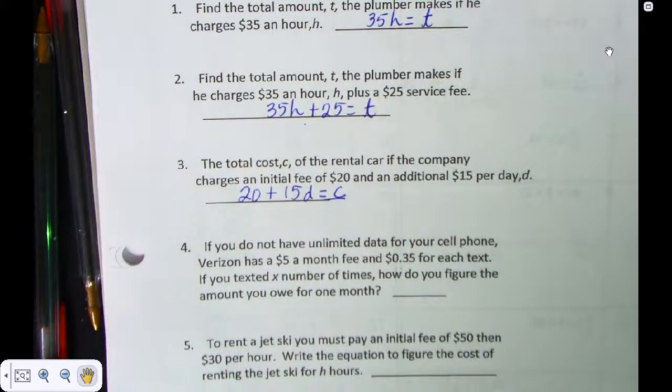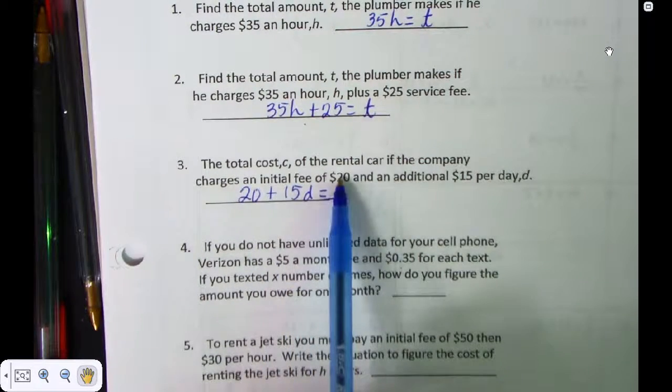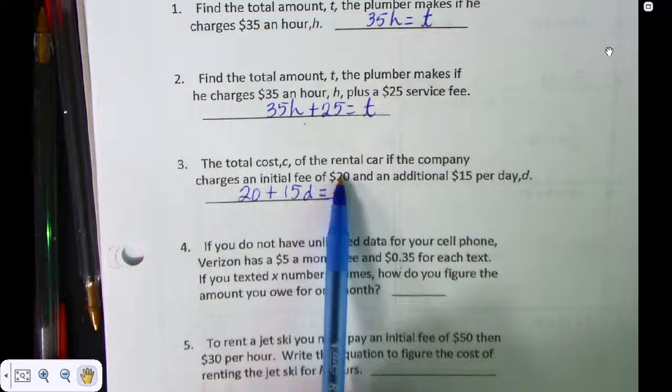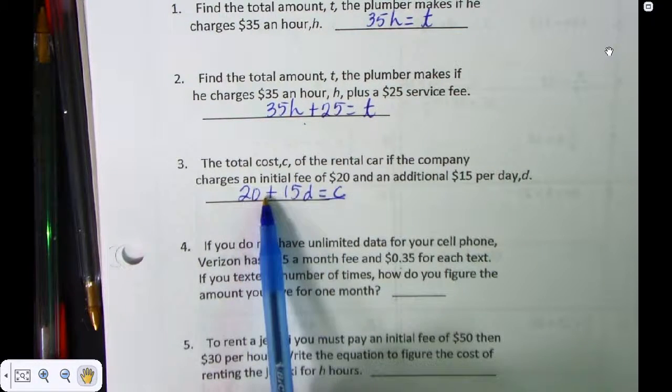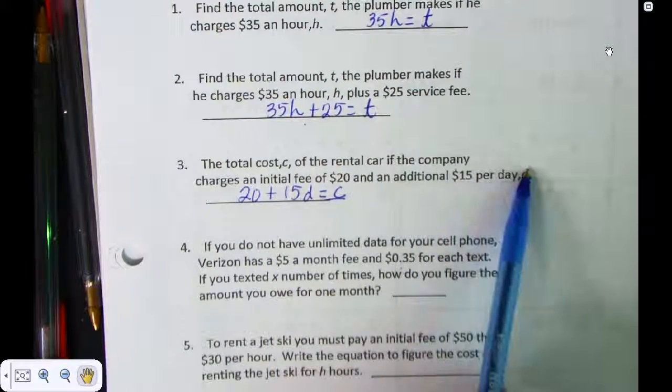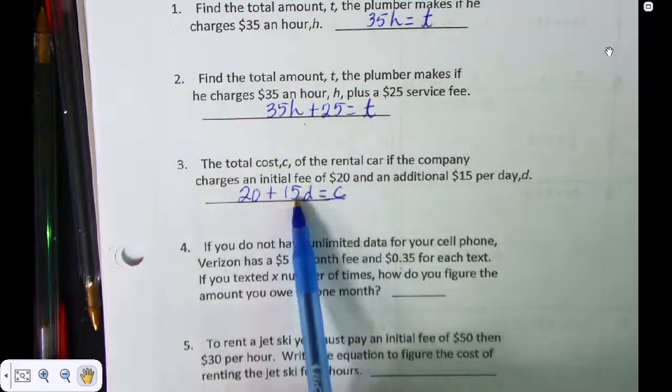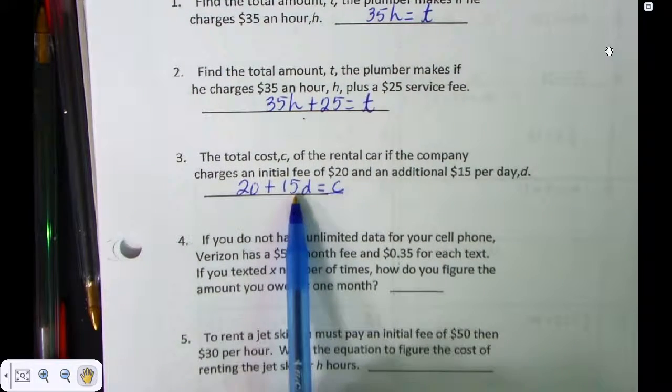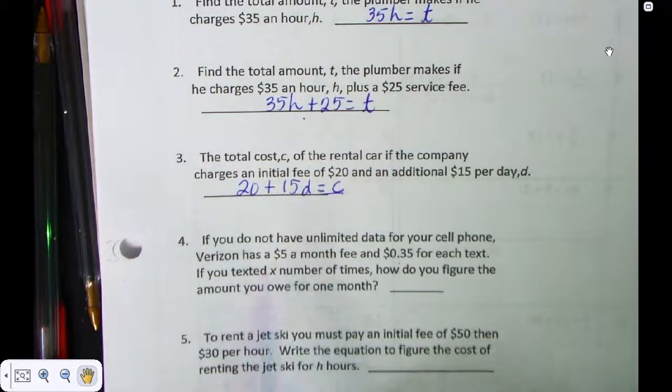Okay. It's got to be, because they're not charging you $20 a day. So if you put 20D, that's saying they're charging you 20 a day, but they're charging you 15 per day. So everybody see that? Okay. Amber, read number 4.